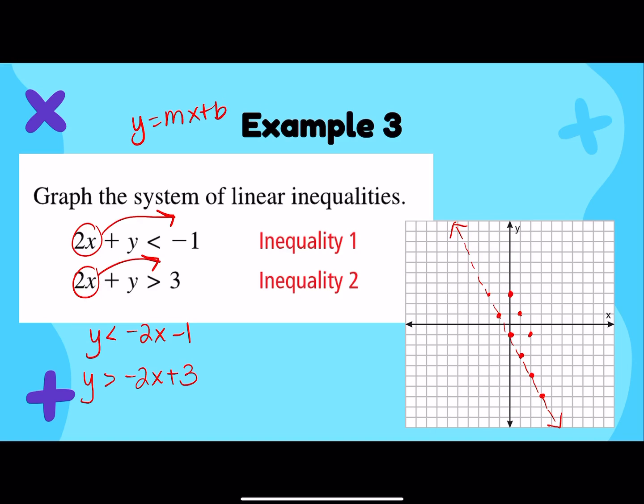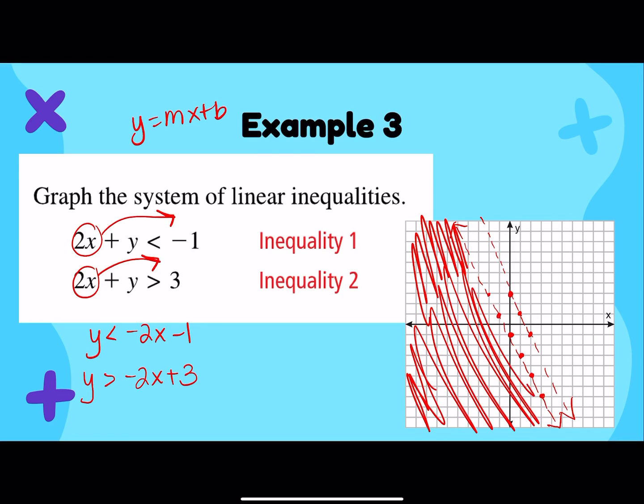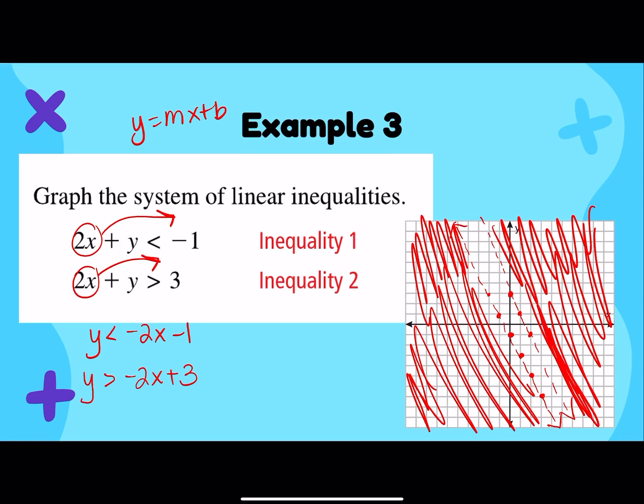What does that tell me? It tells me they're parallel. This first line that I made, I'm shading the y's that are less than it, so that is here. And this is here. So notice these are never going to intersect. So this would be an example of no solution, because my solution to the system is where they overlap each other. And that's never going to happen here because I'm shading below one and above the other, and they're parallel.